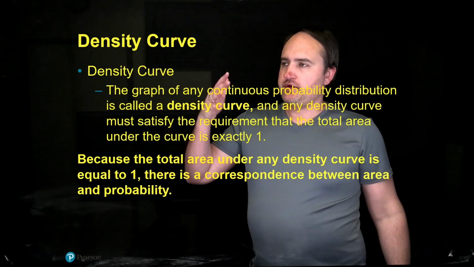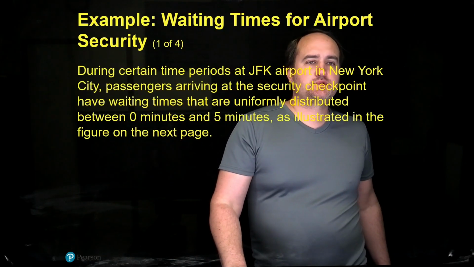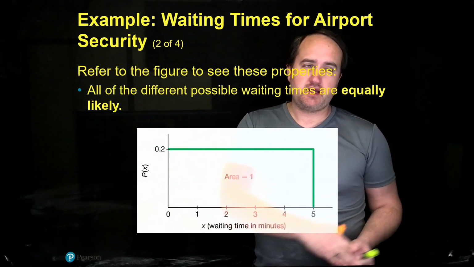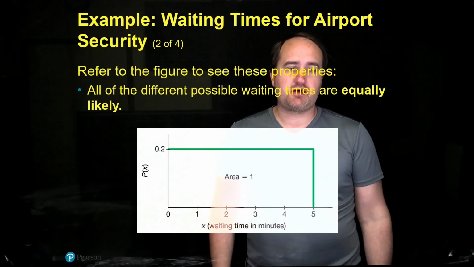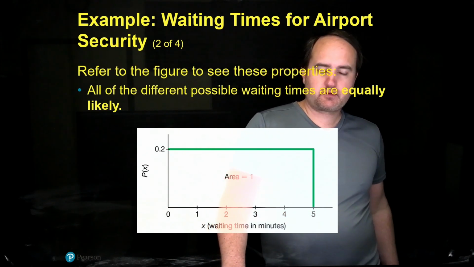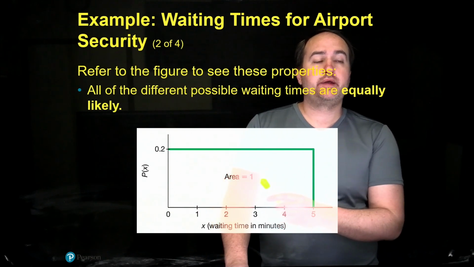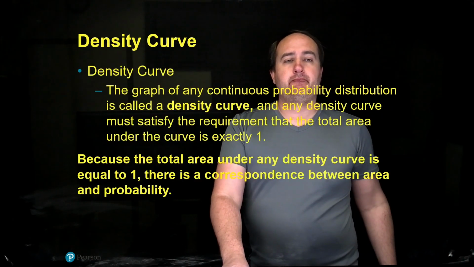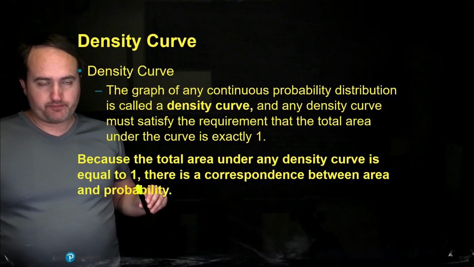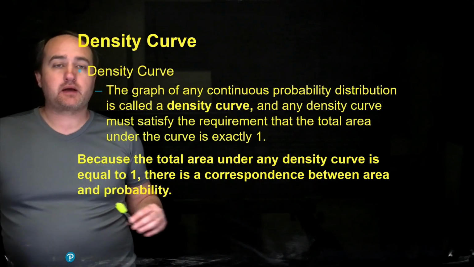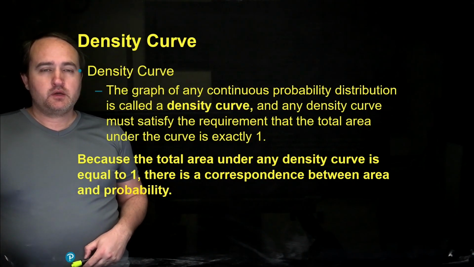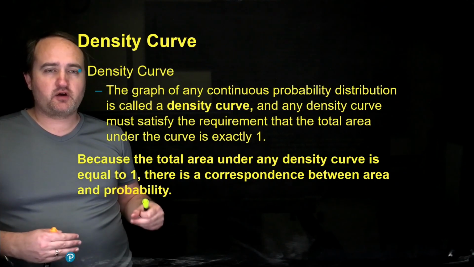Okay, so in other words, if you're at the airport, because the waiting times were between 0 and 5 minutes, that means that if you select any given person from that airport in the data set that we have, because they're between 0 and 5, 100% of the time, they're going to have to be some number here. So that's why the total area is 1. Remember that 1 is the decimal format of 100%. Because the total area under any density curve is equal to 1, which is 100%, there is a correspondence between area and probability. Remember, probability is the chance of something occurring. So the total area under the density curve is 1 or 100%.